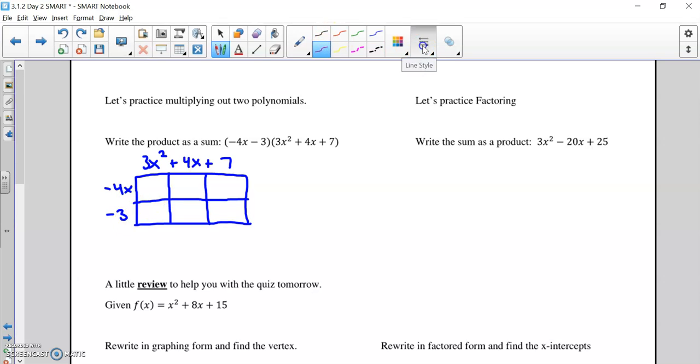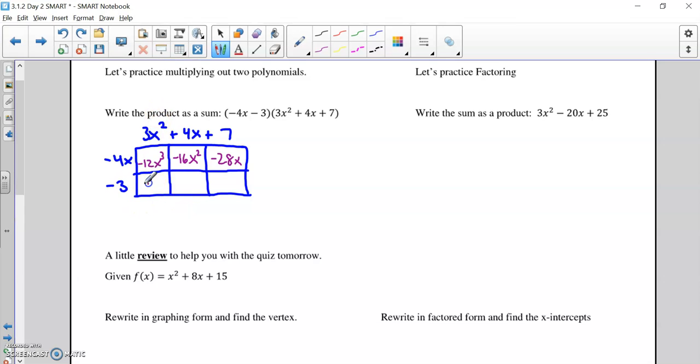So let's go ahead and multiply this stuff out. Negative 4x times 3x squared is going to be negative 12x to the third. Okay, and it's to the third because x squared times another x, that's a total of 3 x's being multiplied. Negative 4x times 4x is negative 16x squared. Negative 4x times 7 is negative 28x.